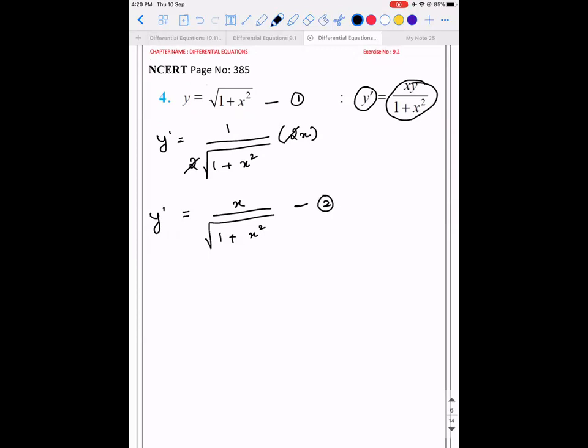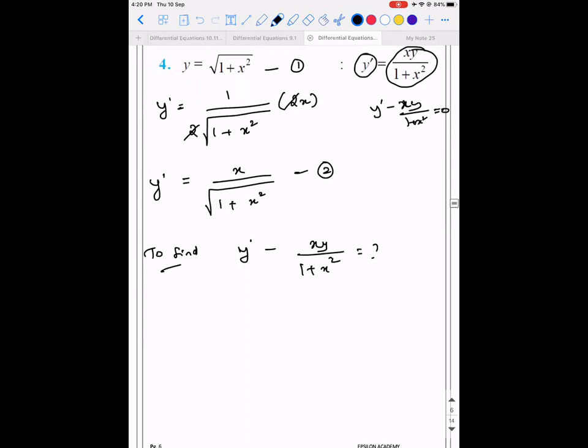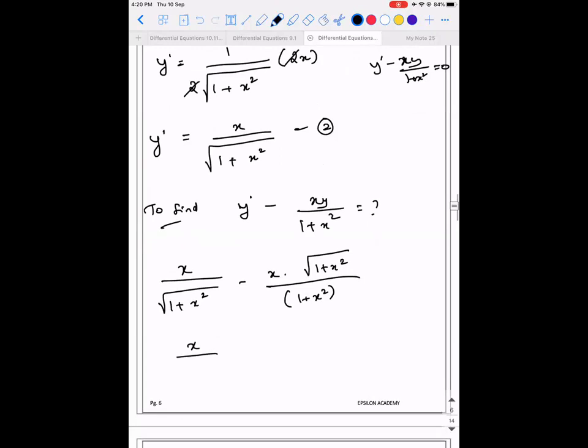Now what I will do is to find y dash minus xy by 1 plus x square is equal to what? What is it that we are supposed to get? I'll tell you two methods to solve. So y dash is x divided by root of 1 plus x square minus x into y, where y is root of 1 plus x square, divided by 1 plus x square. So it will be x divided by root of 1 plus x square minus x divided by root of 1 plus x square. This will be 0. Are you able to understand?